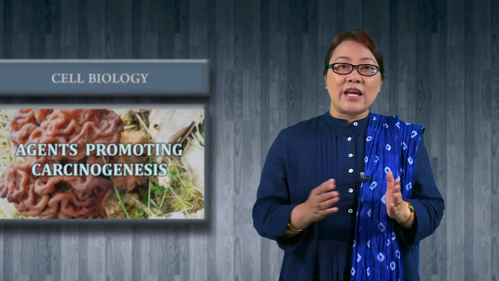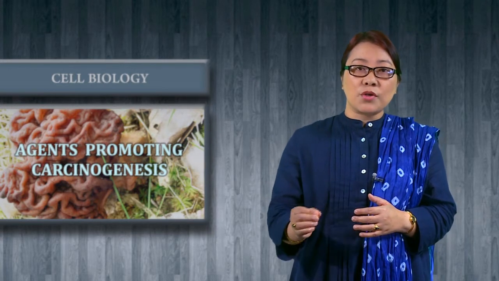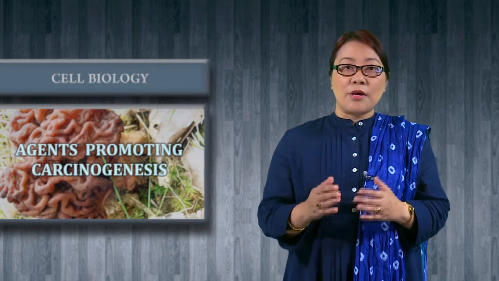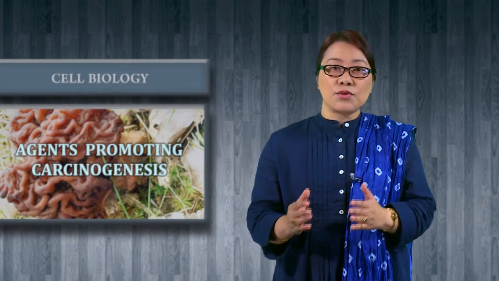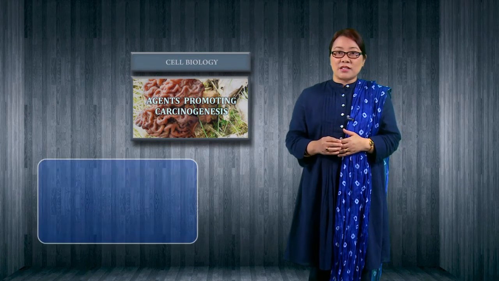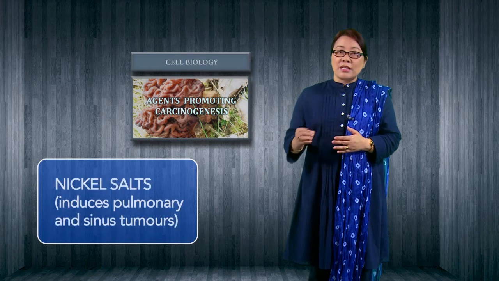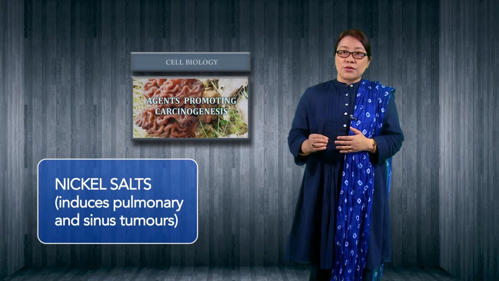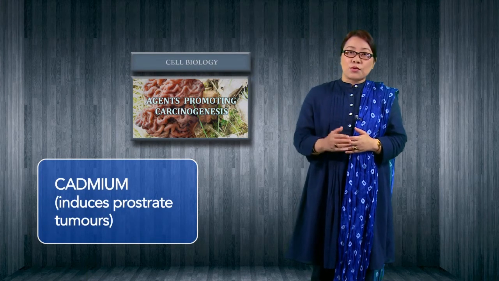The next is asbestos, which induces pulmonary and pleural mesotheliomas in miners, industrial workers and animals exposed to asbestos. Other mineral substances include chrome, which induces pulmonary tumor, nickel salts, which induce pulmonary and sinus tumors, and cadmium that induces prostate tumors.